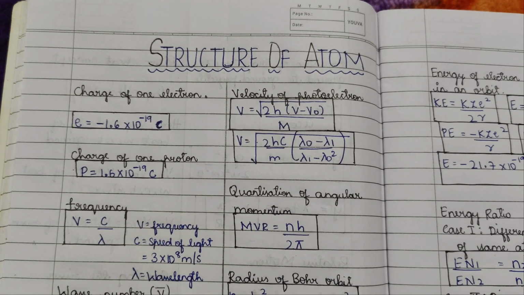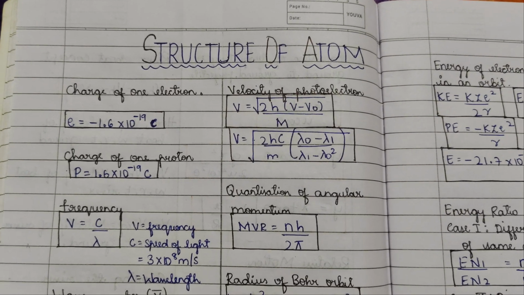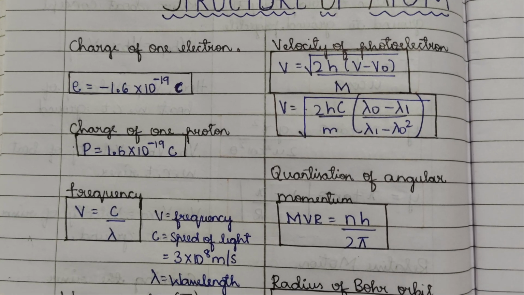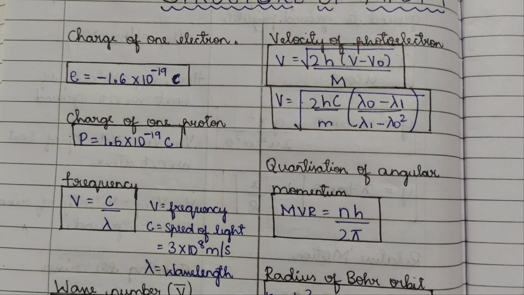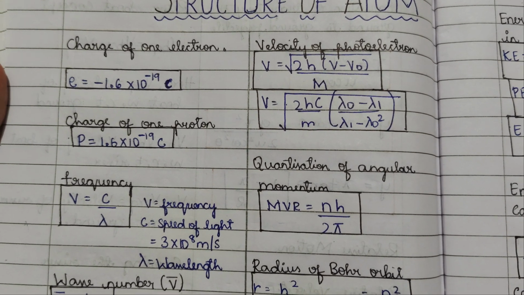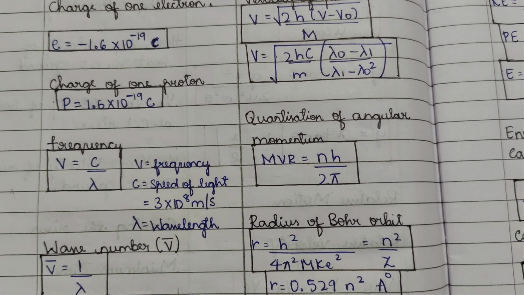Let's discuss all the formulas of structure of atom. The charge of one electron, e, is equal to minus 1.6 into 10 power minus 19 coulomb. The charge of one proton, p, is equal to 1.6 into 10 power minus 19 coulomb.